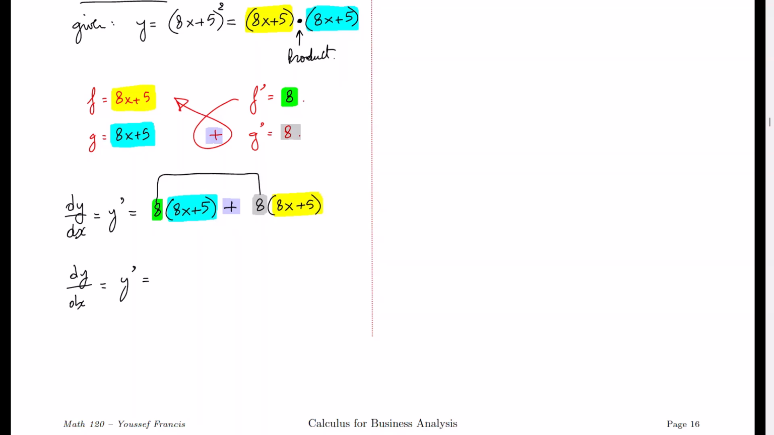So I can think of this as being 8 times some quantity plus 8 times the same quantity. So I have 8 quantity plus 8 quantity again, which means I have 16 of the same quantity. So my answer is just 16 times 8x plus 5. And just a reminder that the power really is 1 because there's nothing on the outside of the parentheses.